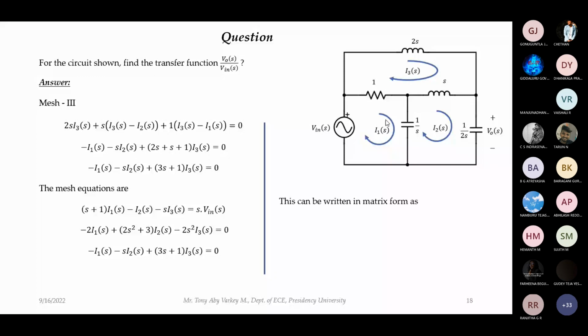Okay. Second row: minus 1, 2s square plus 3, minus 2s square. Okay. And the third row: minus 1, minus s, 3s plus 1. Okay, correct. So it will be like this, correct?